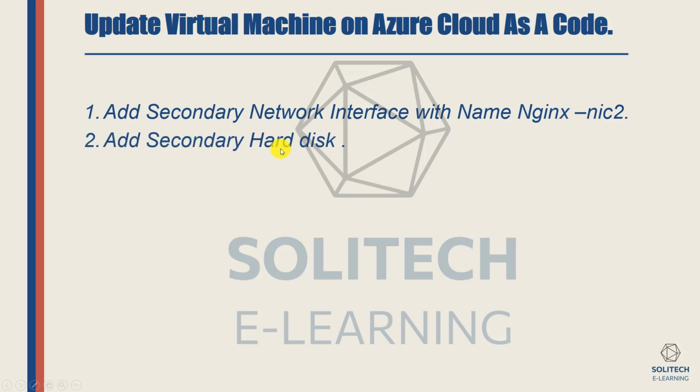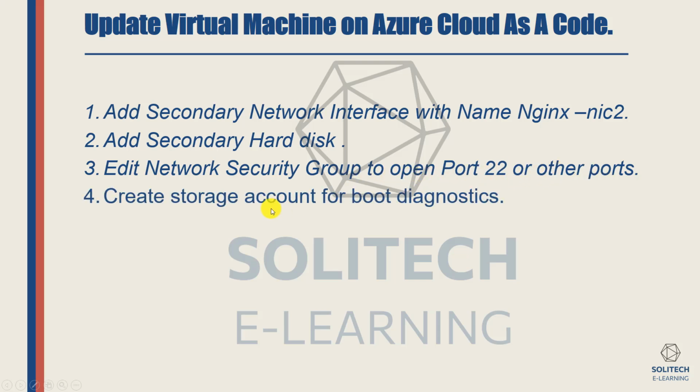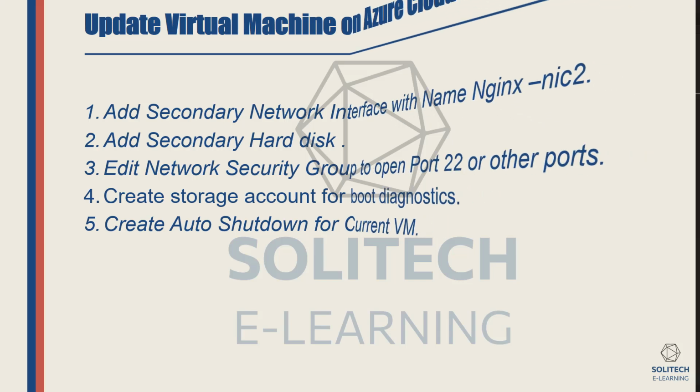add a secondary hard disk, edit the network security group to open port 22 or other ports, create a storage account for boot diagnostics, and create auto shutdown for the current VM. Let's see how we can do this.